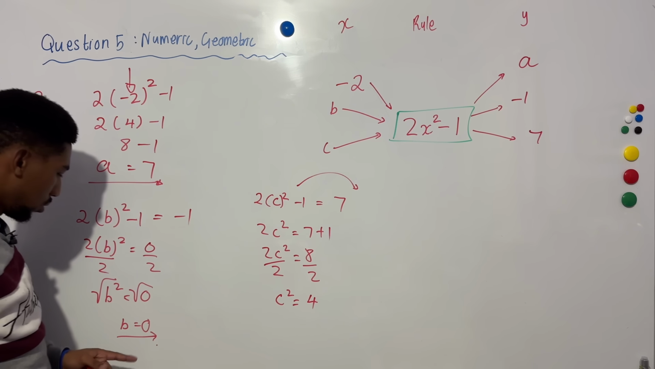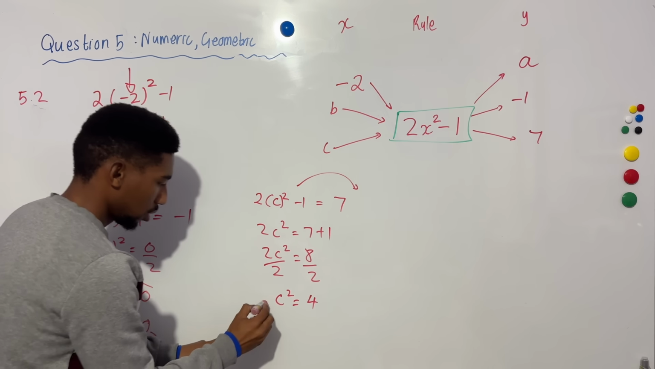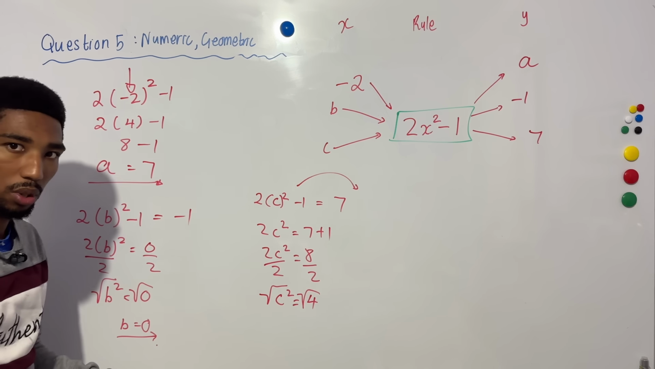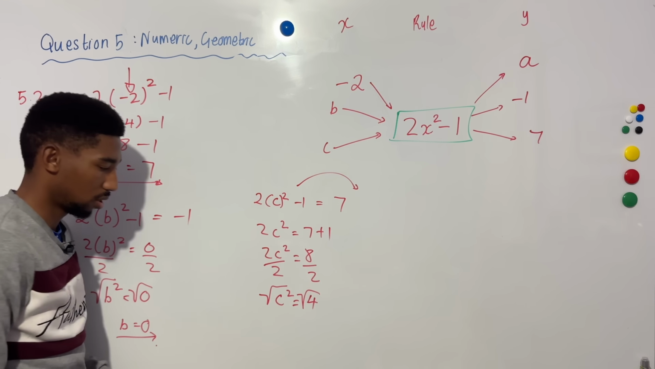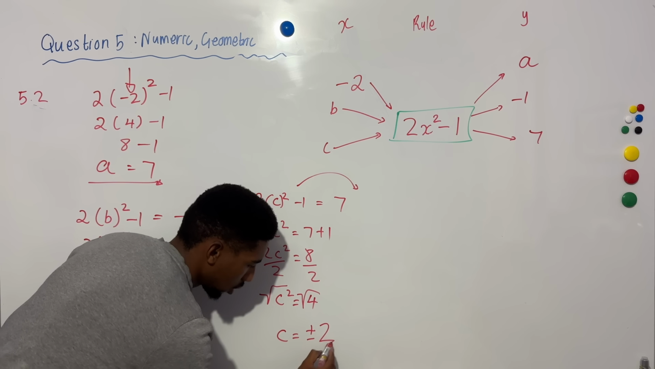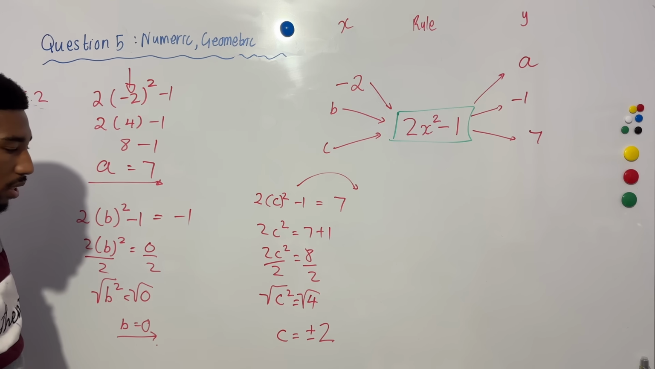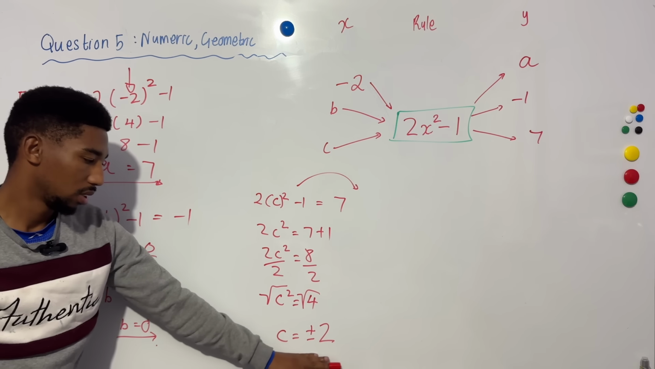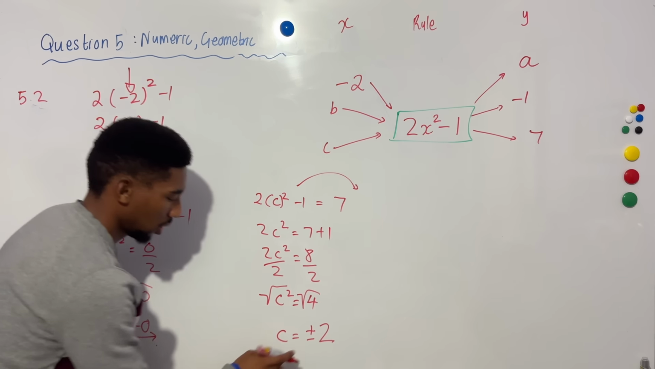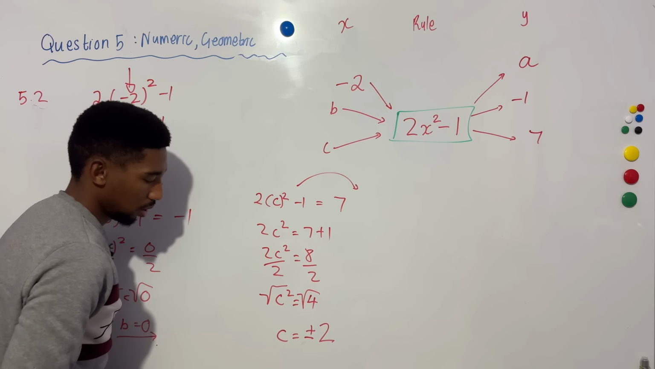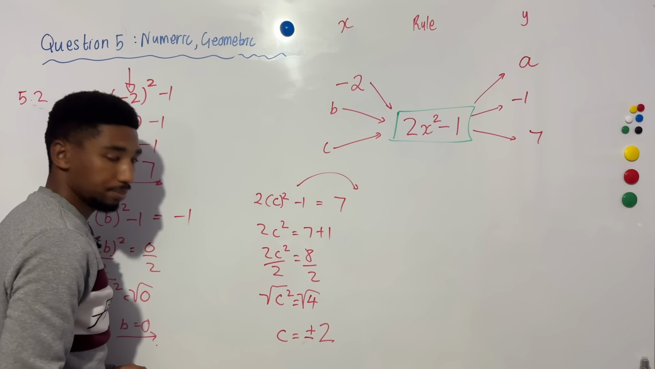Okay, and now it's important to note when I square root, I always have two answers, the negative and the positive. So c is equal to plus minus 2. It's important to note there. Don't get confused by this now. Okay, c is equal to plus 2, but it can also equal minus 2.